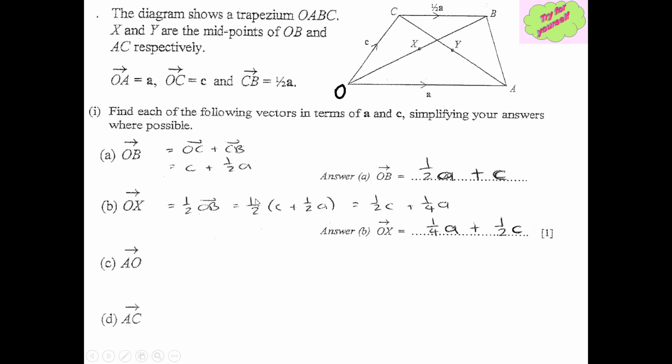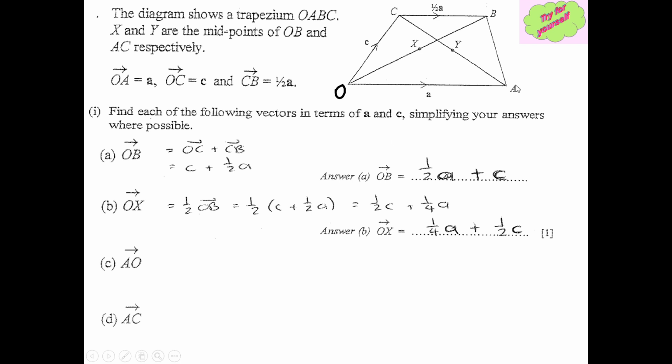So a half c plus a quarter a. Half c plus a quarter a, you could write a quarter a plus a half c. Notice that they're kind of in alphabetical order, not such a big deal. A quarter a plus a half c. Overall, how about AO? Where are we?